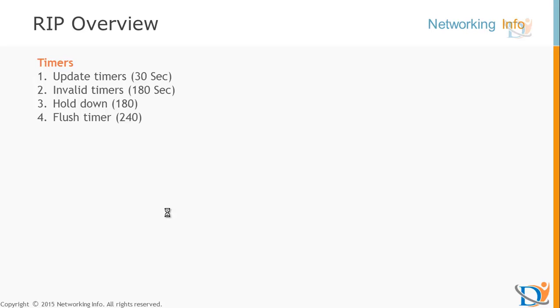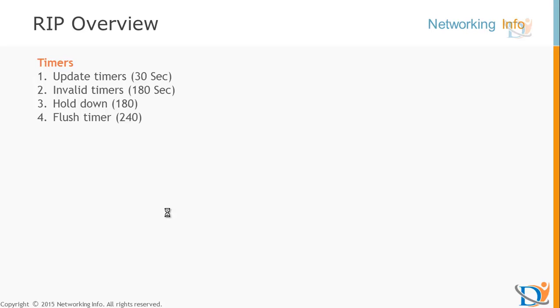Invalid timer: if anybody is not sending updates, then the device is going to mark that route as an invalid route. So the timer starts after 30 seconds till 180 seconds. When the 180 seconds expire, then the hold down timer starts till 240 seconds. In invalid timers, the router marks the route entry which is not available, the information we did not learn from the neighbor, as invalid with hop count 16, so unreachable.